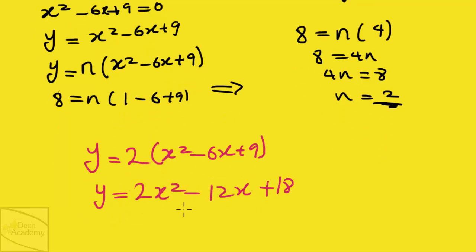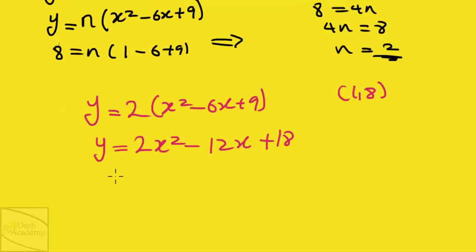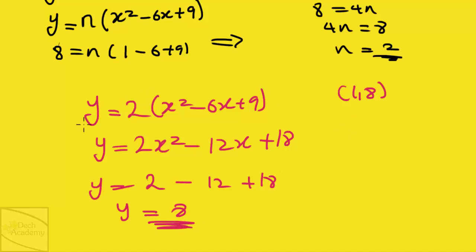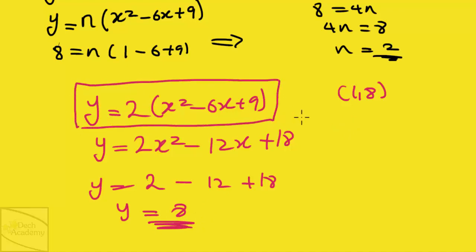So what I'm trying to say is this equation has repeated roots 3, and also the point (1, 8) lies on the equation. Let's test the point (1, 8). If I replace x with 1 and y with 8, I get 2 times 1 squared, which is 2, minus 12 times 1, which is 12, plus 18. I get y equals 18 plus 2, 20 minus 12, which is 8. So as you can see, this equation has repeated roots 3, and this point also lies on our equation.